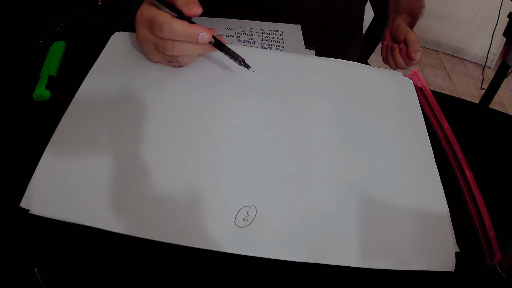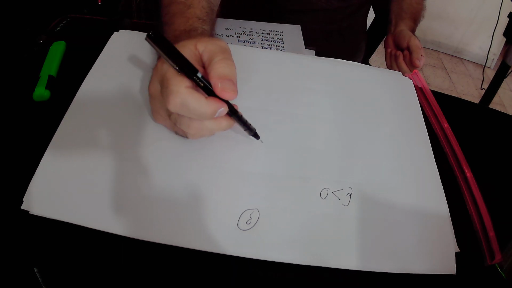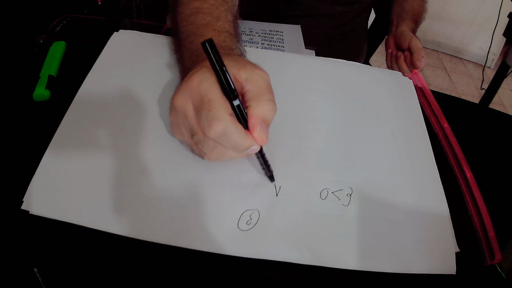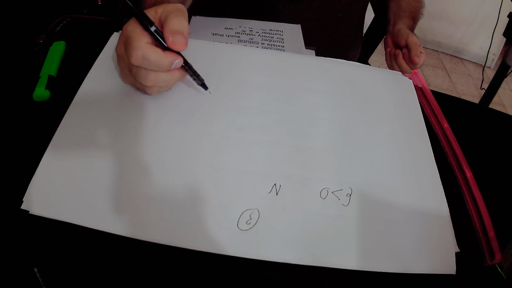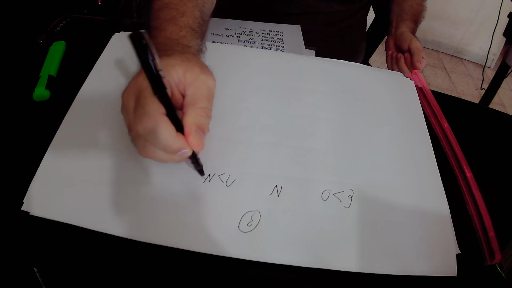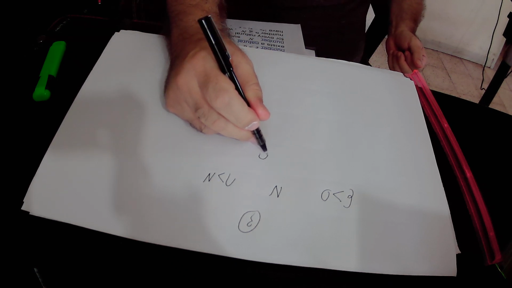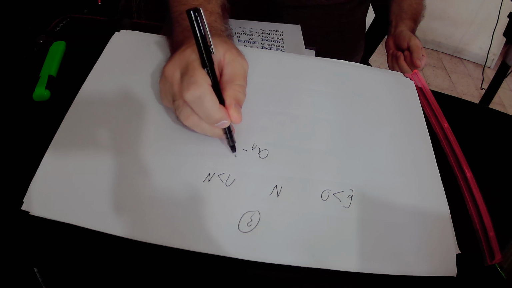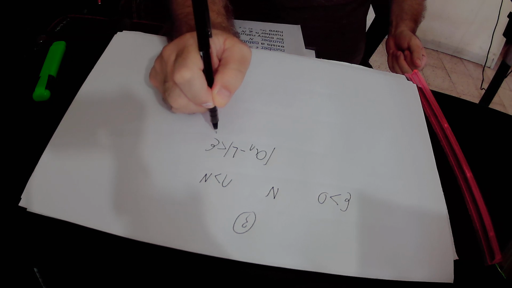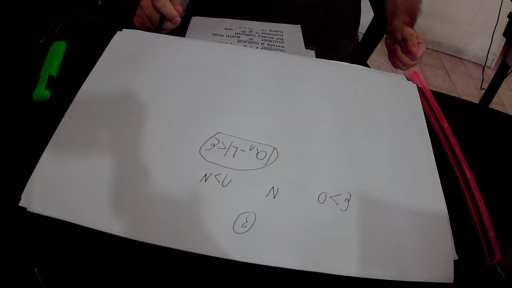The condition is that for each real number epsilon that is greater than 0, there exists a natural number capital N such that for every natural number n that is greater than capital N, we will get that the absolute value of an minus the limit L is less than epsilon. And epsilon is usually a very small positive number.